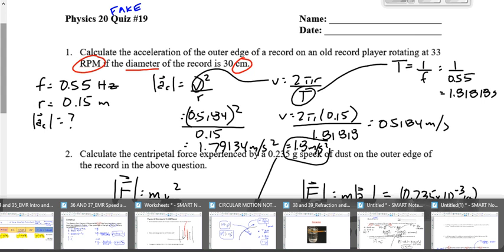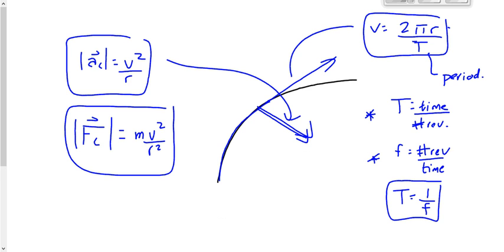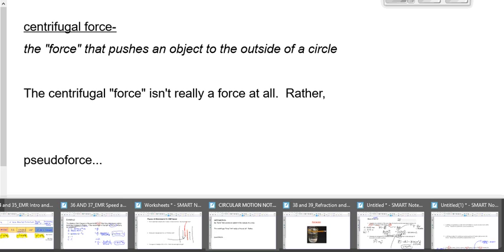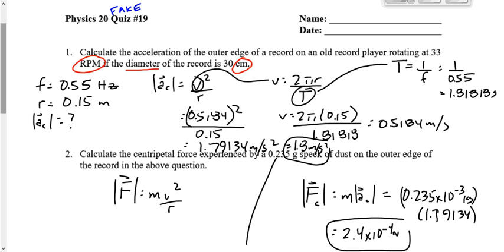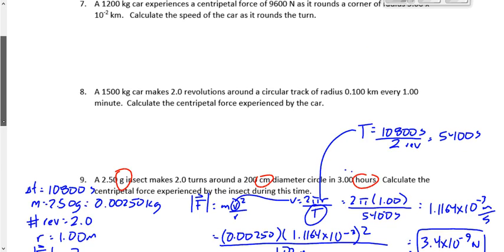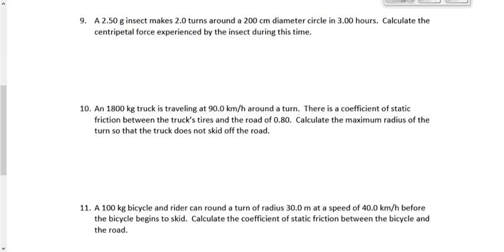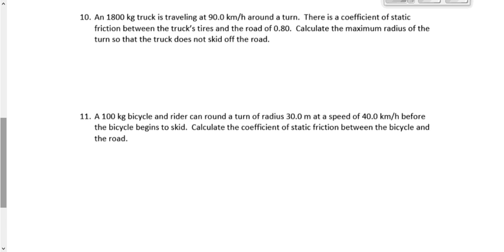I want to do one more example with you here. Just got to find the example here. Here it is. It's question number 10 on your worksheet, the worksheet that we checked over at the beginning of class, 1 through 9. I'm going to do question number 10 as an example. It says an 1,800 kilogram truck is traveling at 90 around a turn. There's a coefficient of friction between the truck's tires and the road of 0.8. What's the minimum, it should say, the minimum radius of the turn so that the truck does not skid off the road?